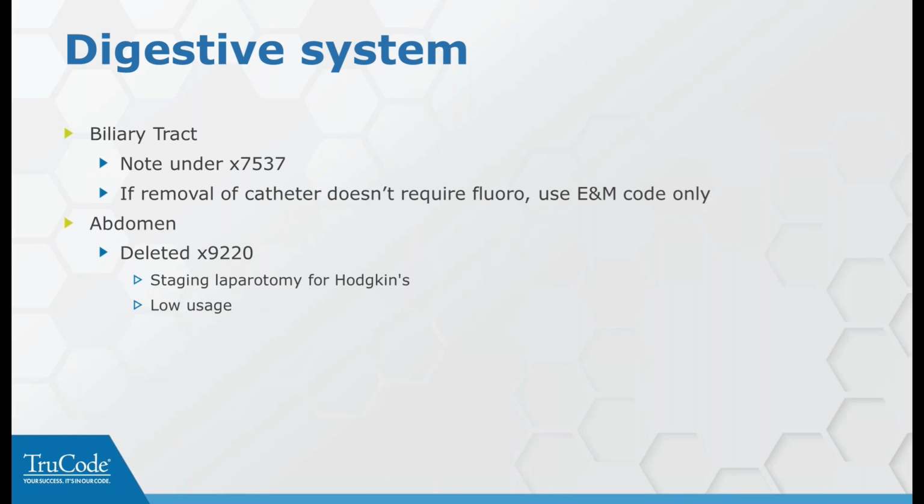47537. So let's go over again. That's pretty far back. 47537. Let me find that real quick there. 47537 is found on page 381, and that is a removal of the biliary drainage catheter. Underneath it, there's a note that says for removal of the biliary drainage catheter not requiring fluoroscopic guidance, then you just need to use your E&M code.